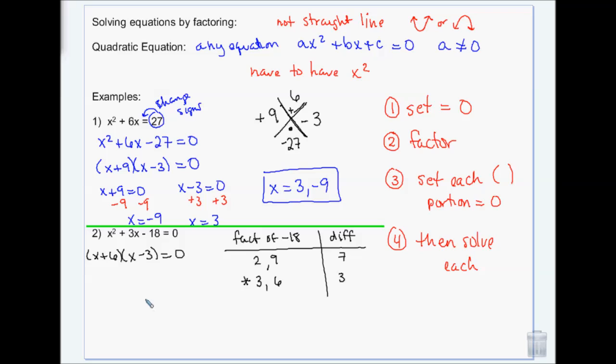Make sense? And then I'm going to take each of these and set it equal to 0, and then I solve each. Sorry, minus 6. So x equals negative 6, and x equals 3. So my solution is x equals 3 and negative 6.